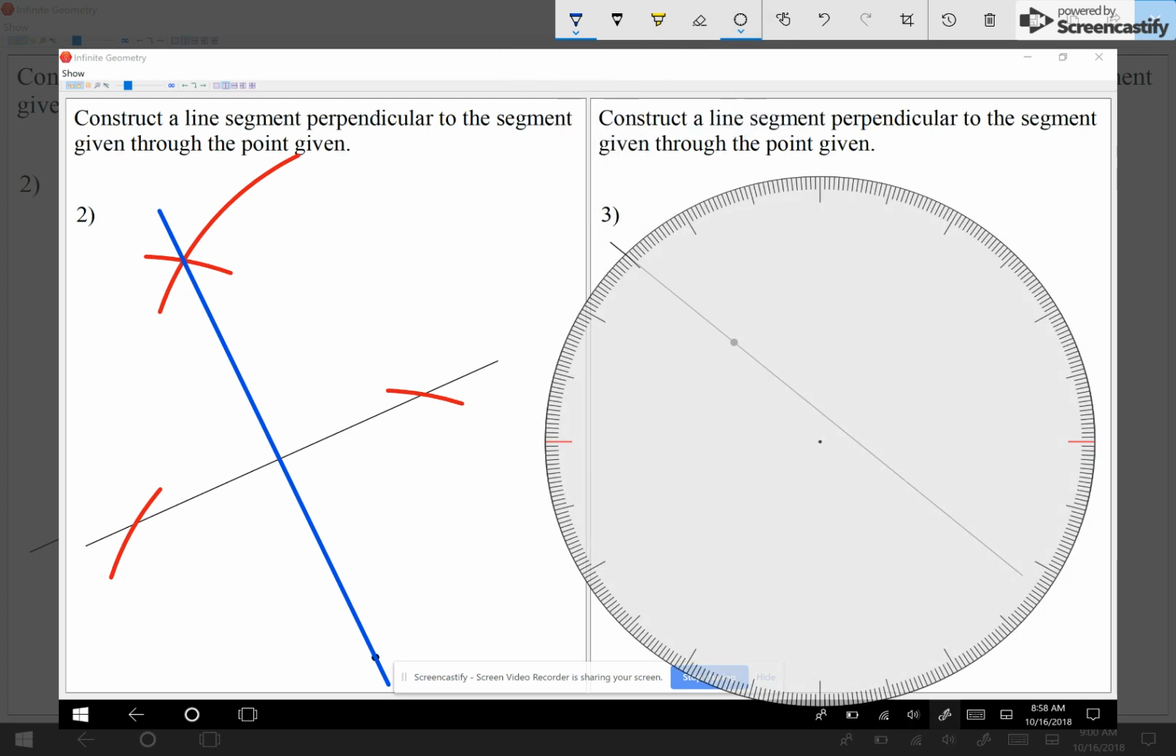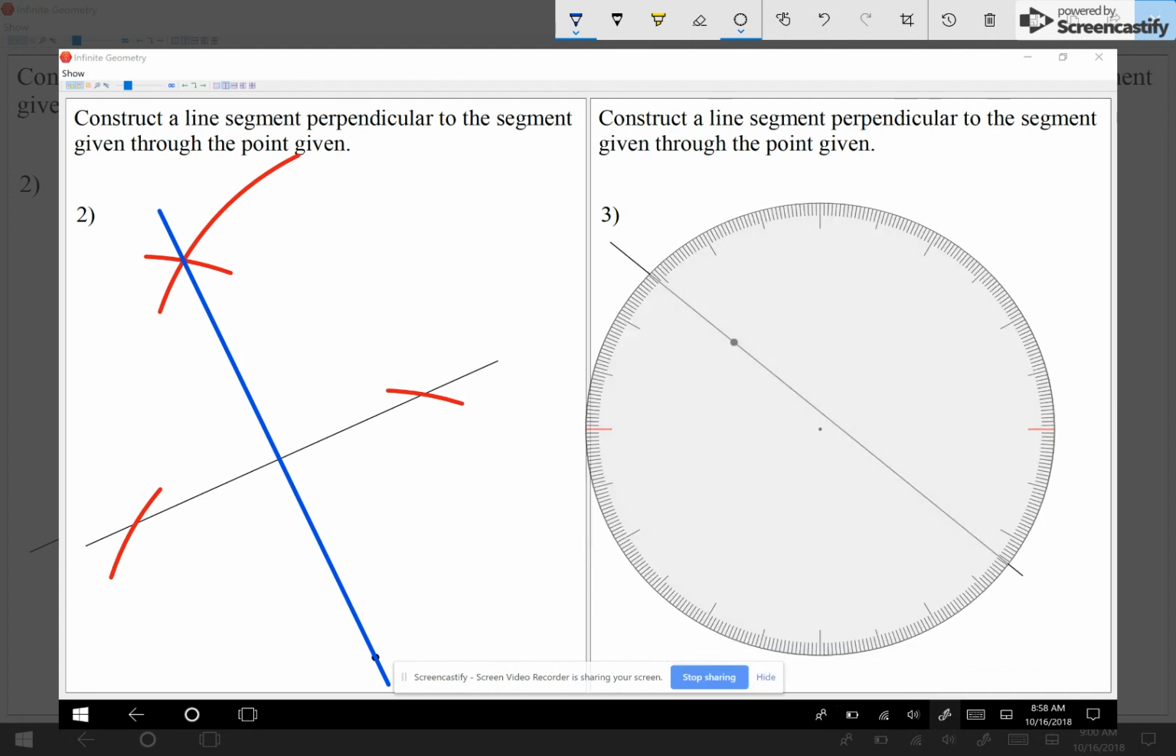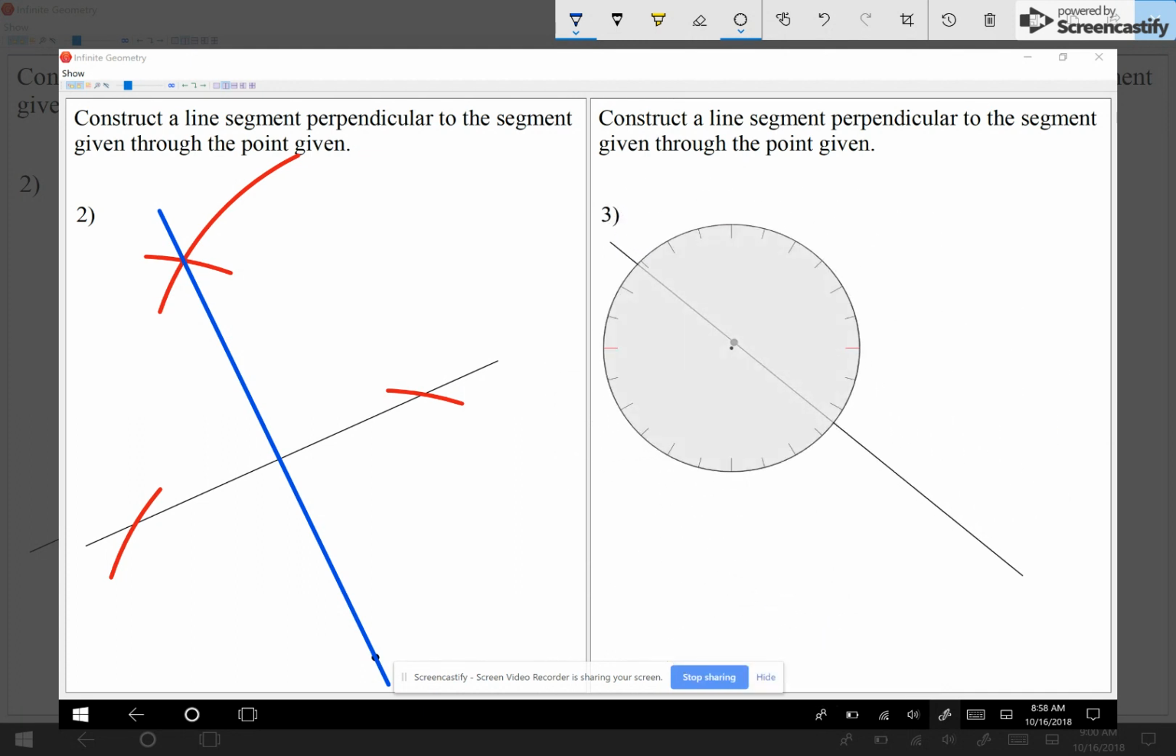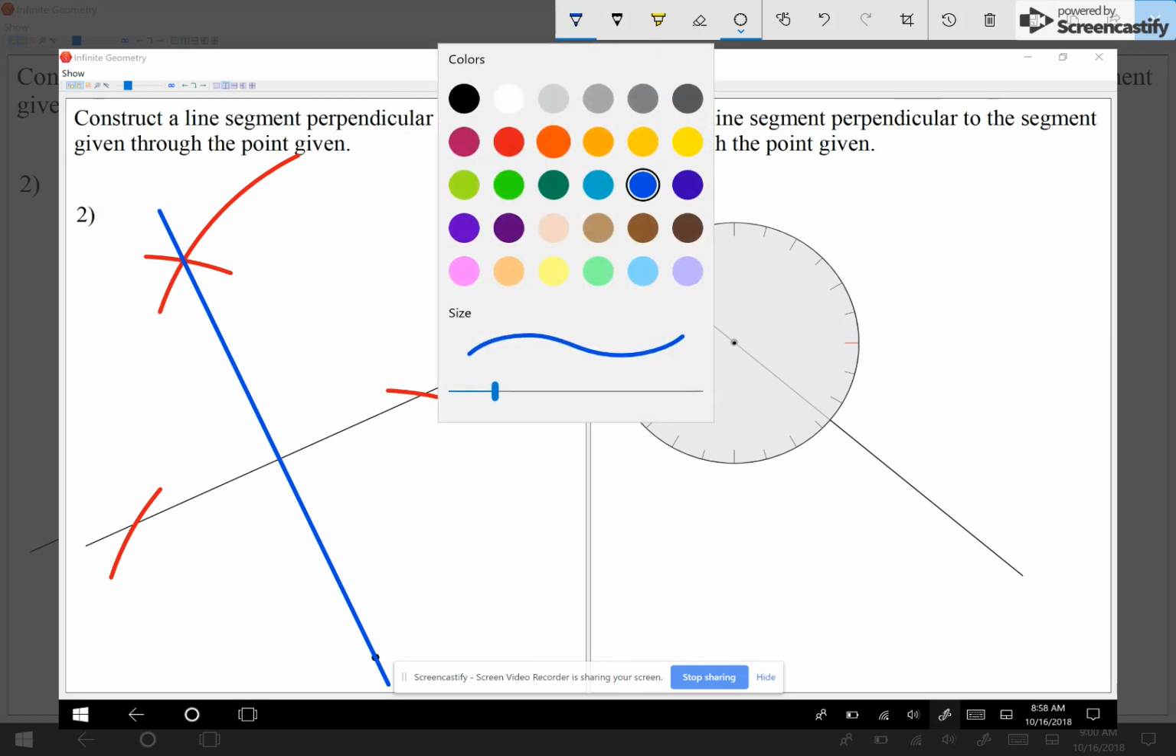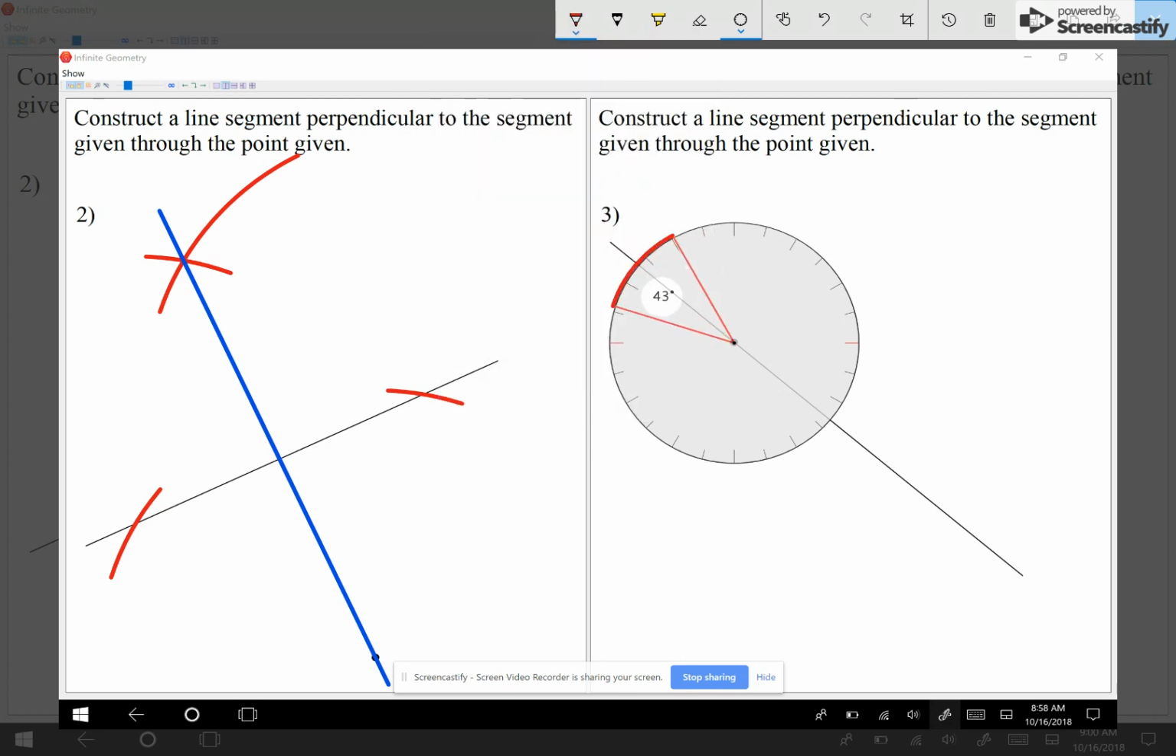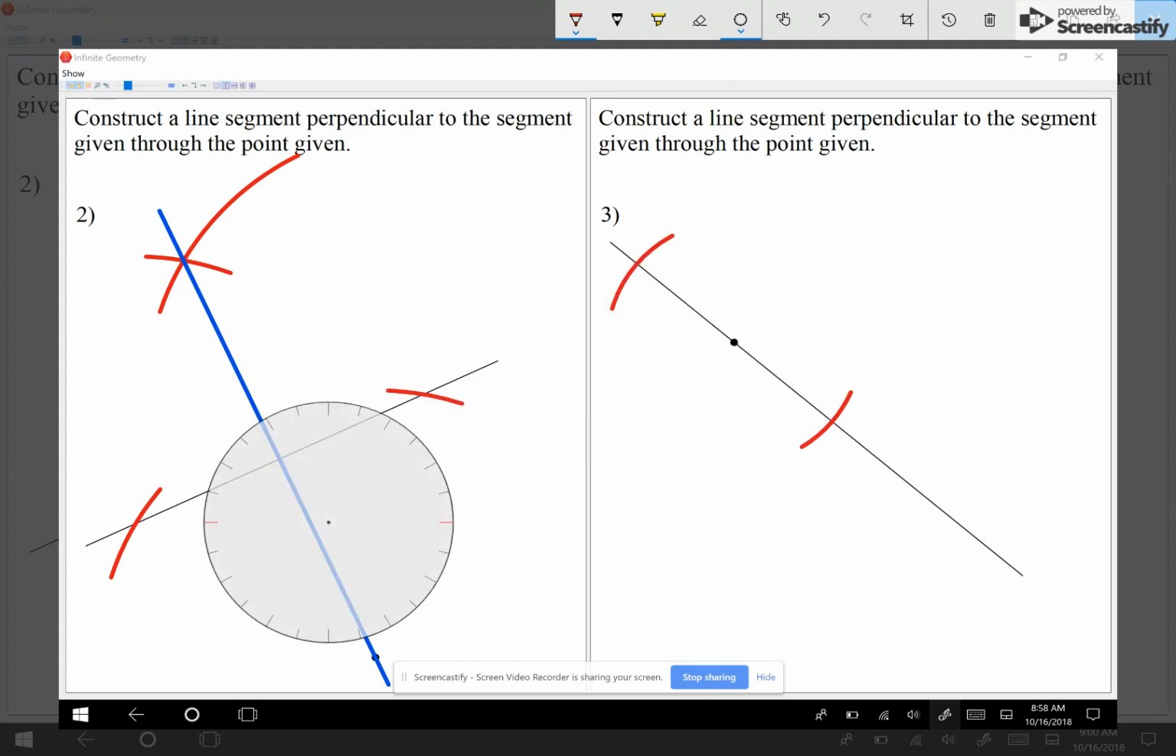Now, looking at my example 3, which in your case is question number 10, I'm going to do something very similar. I'm going to center my compass at the point that is given, but I want to make sure it crosses my line segment twice, which I see it does. I'm going to make an arc on this side of the segment and an arc on this other side. So I have two marks on my line segment.